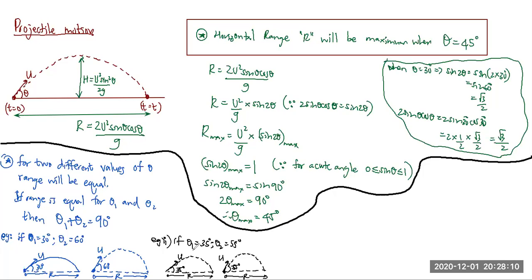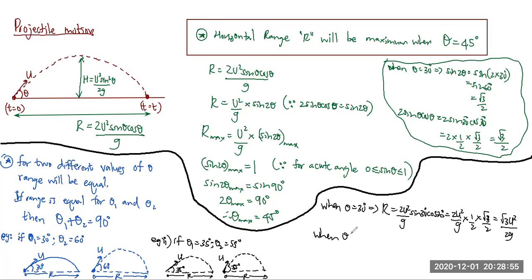So, I think this is clear. If you want a mathematical proof, I'll quickly explain it. Now, let's see, when theta is equal to 30, let's find out R. What is the equation? R equals 2u squared over g sine 30 cos 30. So what is that? 2u squared over g. What is sine 30? Half. What is cos 30? Root 3 by 2. So what is the final answer? Root 3 u squared divided by 2g. This is the value for R when the angle is 30.